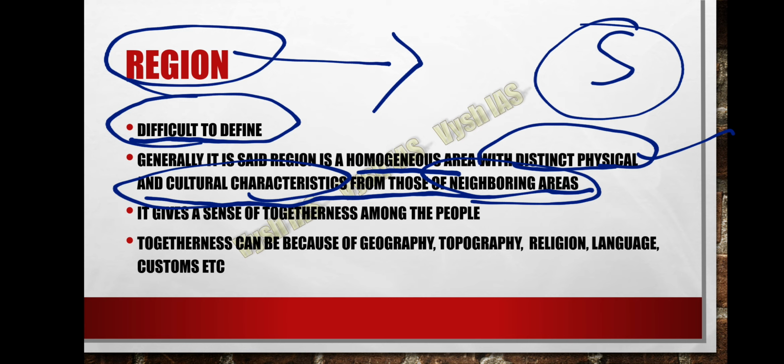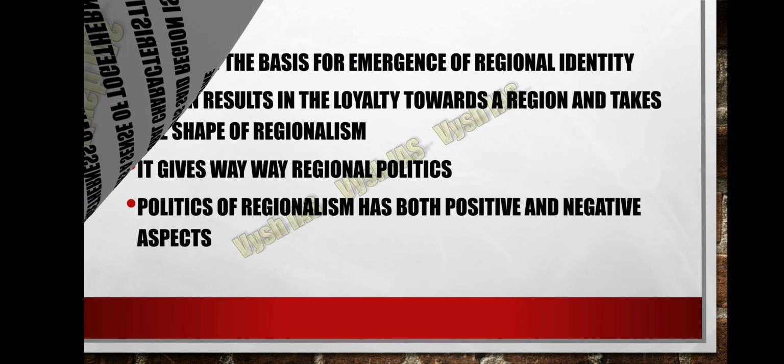It gives a sense of togetherness among the people, because they have a common physical and cultural background. Because of the geography, topography, religion, language, customs, history and everything, they can have a sense of togetherness between them. So a region will have people with a sense of togetherness because of the common geography, topography, religion, language and customs which are distinct from those of the neighboring areas.